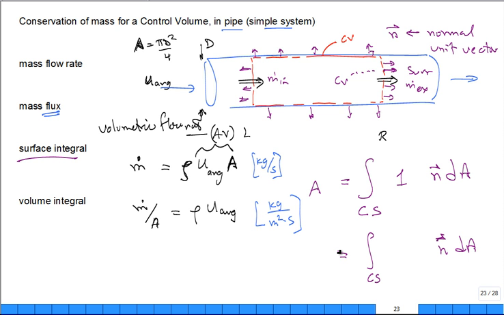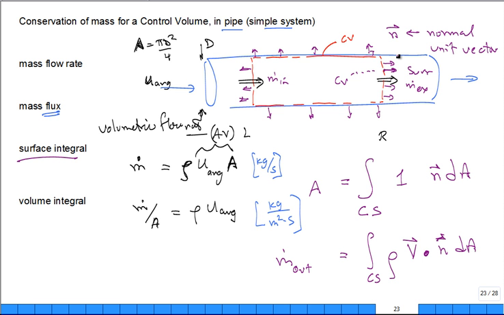So if I put in the local speed at every location at the surface, I dot it with the unit outward directed normal. When it's positive, it will be outflow. True? And if I multiply by rho, that's mass flow rate. This is the mass flow rate out.